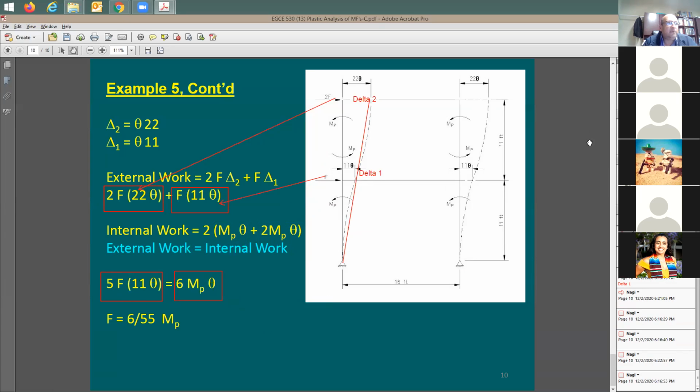Now let's look here at the equation. Theta is the same. I can just cancel it, cross it out on both sides. So you end up with F equal to 6 divided by 55 MP. This is going to be the mechanism force. Any questions?